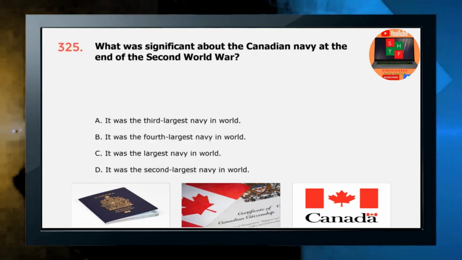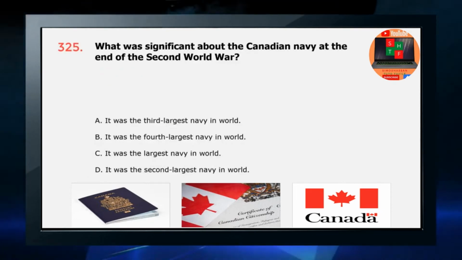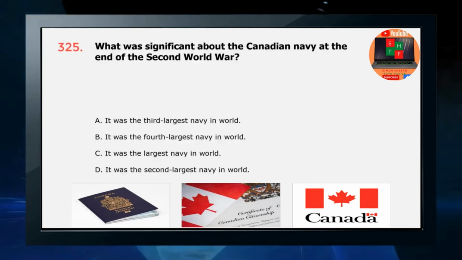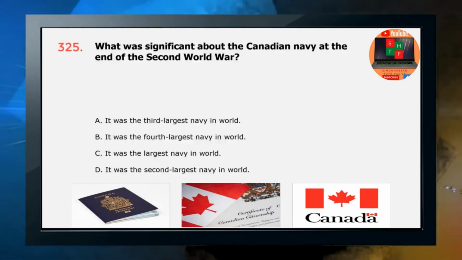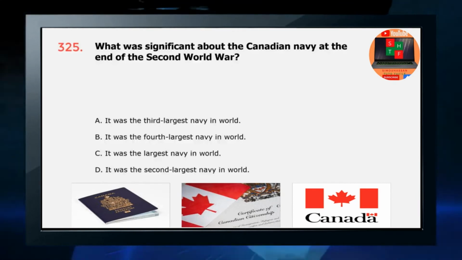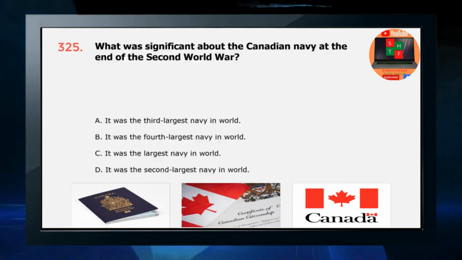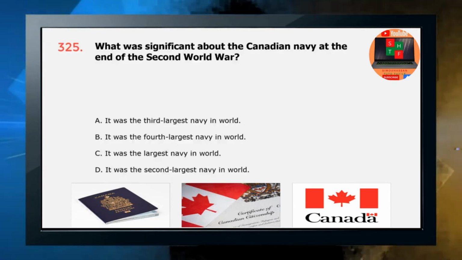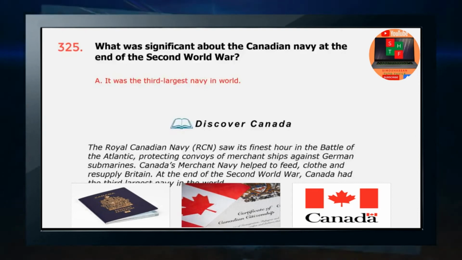Question 325. What was significant about the Canadian Navy at the end of the Second World War? A. It was the 3rd largest navy in the world. B. It was the 4th largest navy in the world. C. It was the largest navy in the world. D. It was the 2nd largest navy in the world. The answer is A. It was the 3rd largest navy in the world.